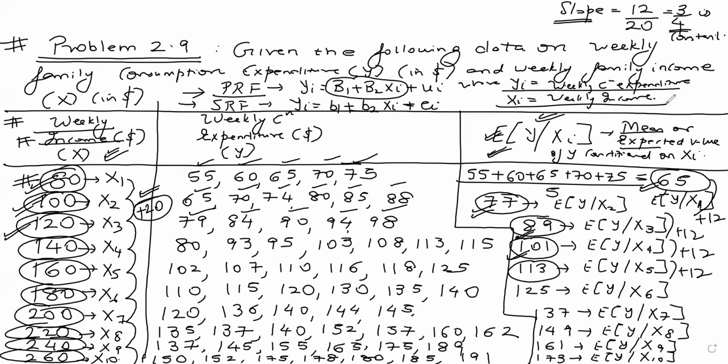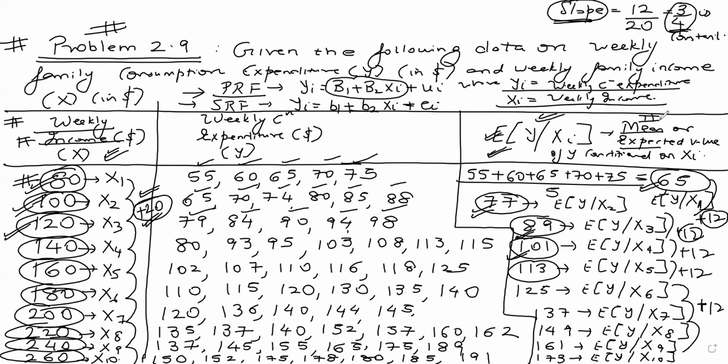Okay, and if you draw the scatter plot, which is part F for problem 2.9, is the population regression function linear or non-linear? You can clearly see that it's linear because your slope is a constant, which is equal to 3 by 4. For every $20 increase in your income, your expected or mean weekly consumption expenditure increases by $12 every time. So my slope is a constant, which means my PRF is linear. My scatter plot is linear.